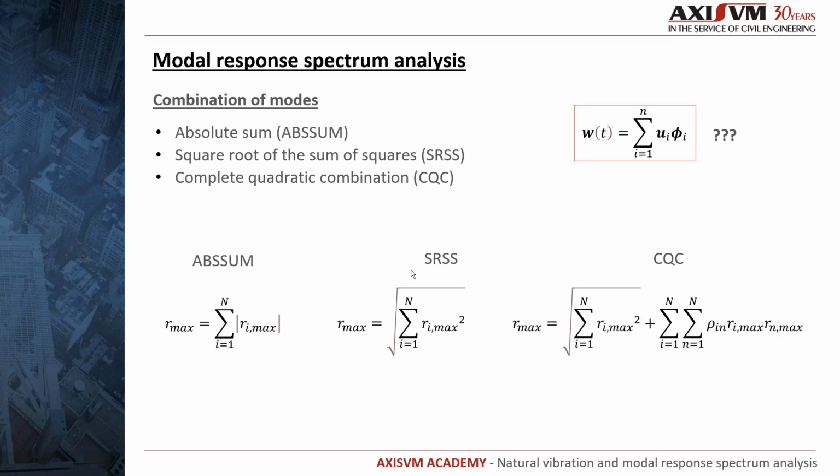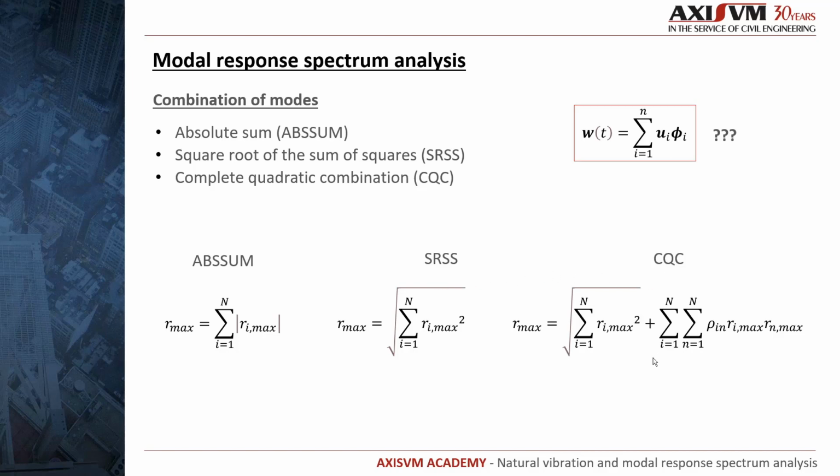In case of the SRSS rule, the peak responses are squared, summed, then the square root is taken. This combination provides good results with well-separated modes. If two adjacent frequencies are close to each other, the CQC rule should be used. The CQC is a modified version of the SRSS rule.